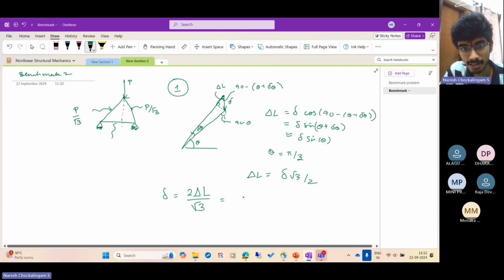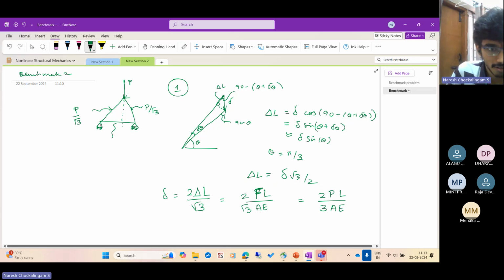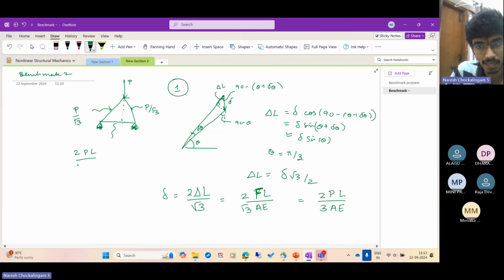But what is delta L? It is 2 times PL by AE, right? No, FL by AE. F is the force in the member, but F is P by root 3. So it is 2PL by, that's a root 3, so it is 3 AE. In the case where you are fixing the 2, you should get 2PL by 3 AE. Now let us check that also.